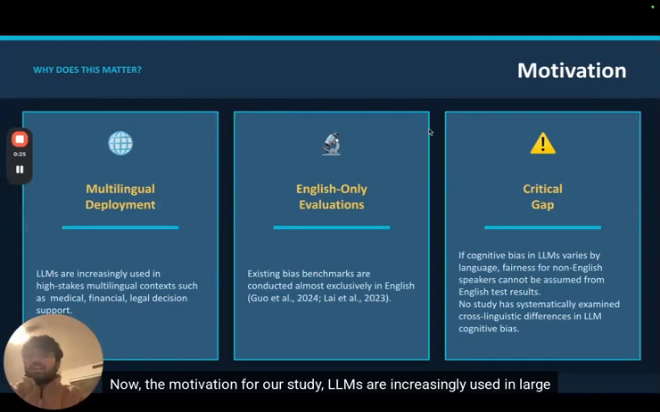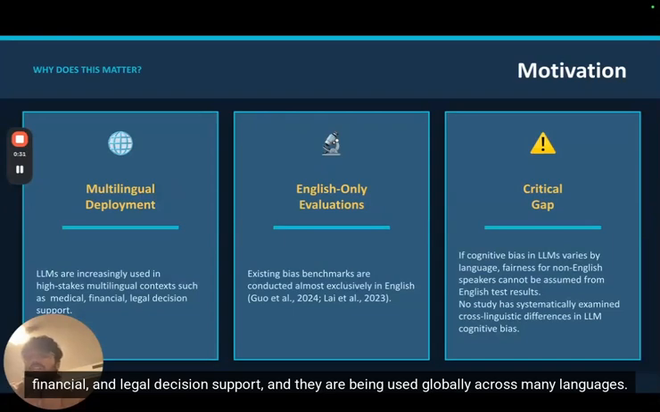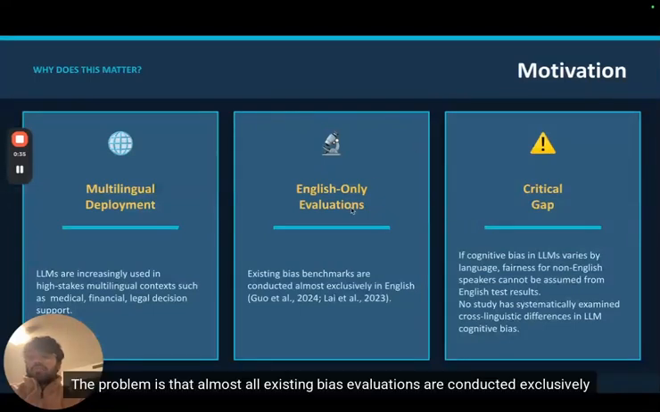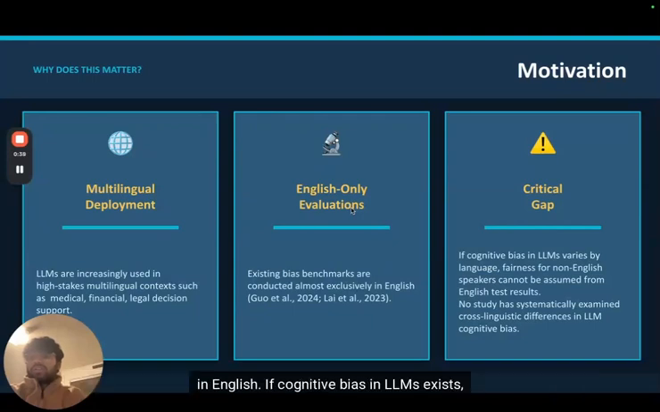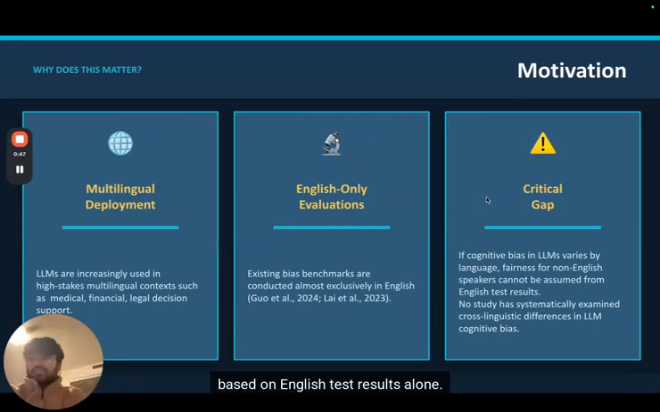LLMs are increasingly used in high stakes contexts like medical, financial, and legal decision support, and they are being used globally across many languages. The problem is that almost all existing bias evaluations are conducted exclusively in English. If cognitive bias in LLMs exists and it varies by language, we cannot assume fairness for non-English speakers based on English test results alone.